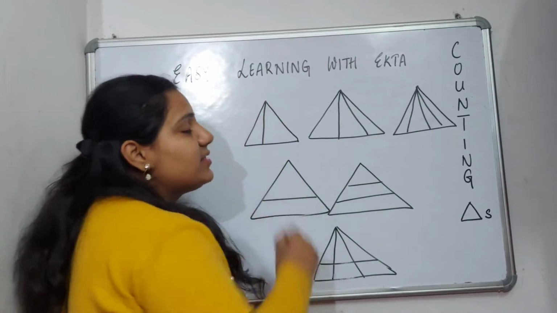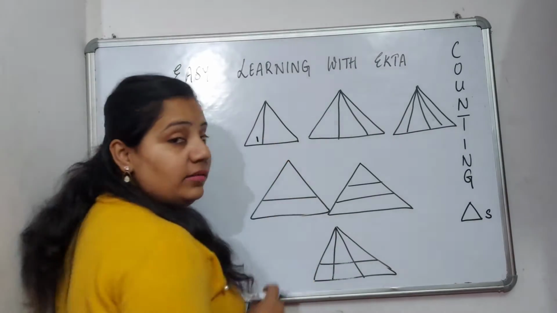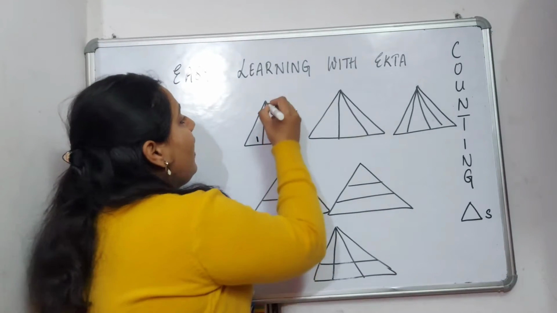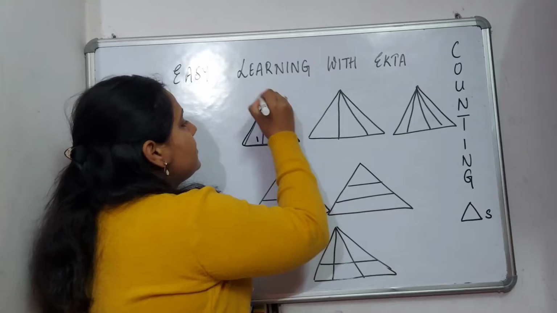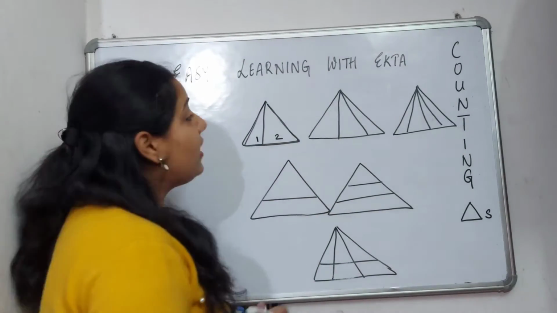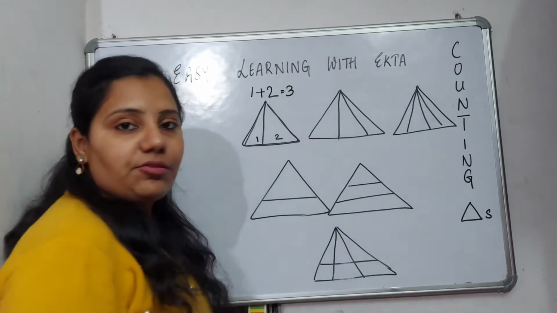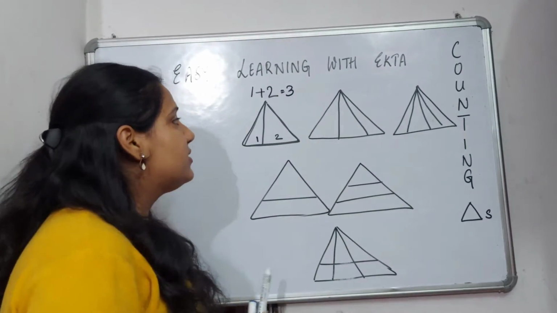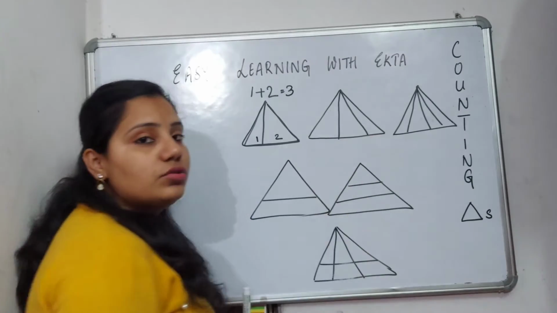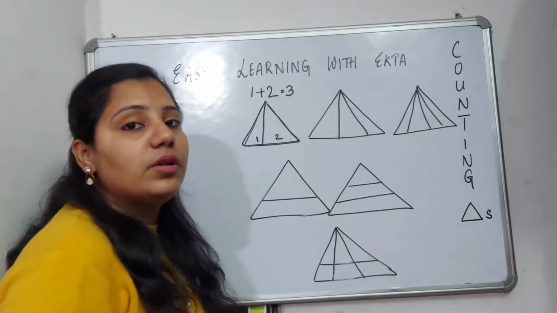So if we have lines like this in a triangle, we count one, first triangle, second triangle, and this one as the third triangle. So in this figure we have 1 plus 2, that is 3 triangles. What I can do is simply write numbers over here to count the number of triangles, and then add them to find the total number of triangles.